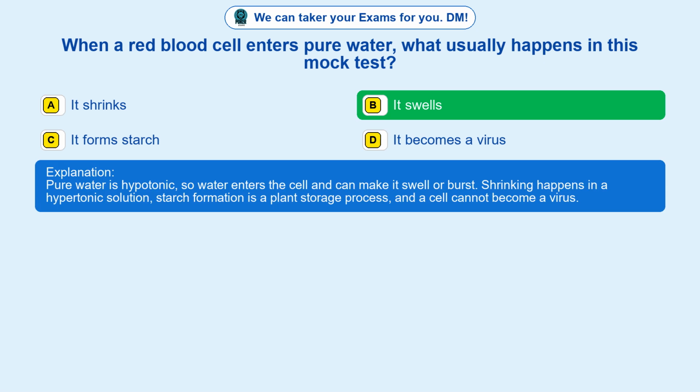Pure water is hypotonic, so water enters the cell and can make it swell or burst. Shrinking happens in a hypertonic solution, starch formation is a plant storage process, and a cell cannot become a virus.